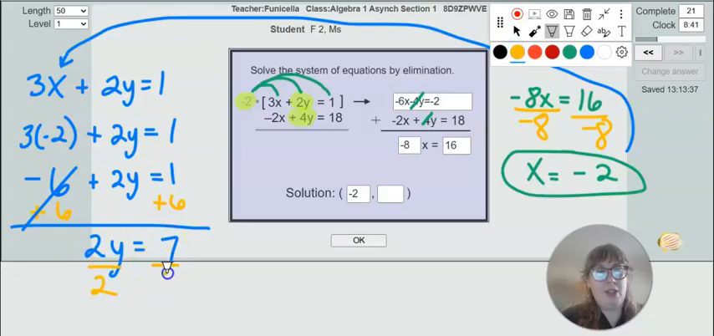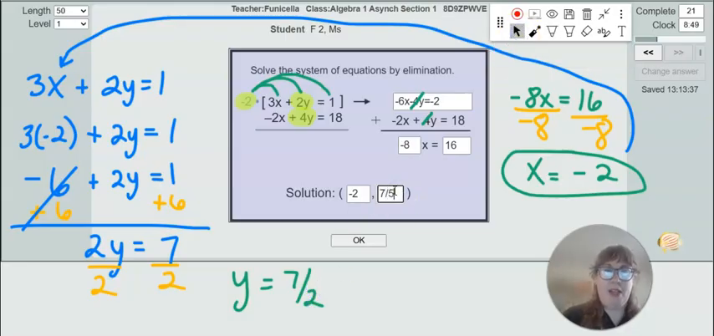Divide both sides by 2. And I get y equals 7/2. It's a fraction. We can put it in as 7 over 2. And there is our solution for this problem. Get everything that you need, and then hit OK when you're ready.